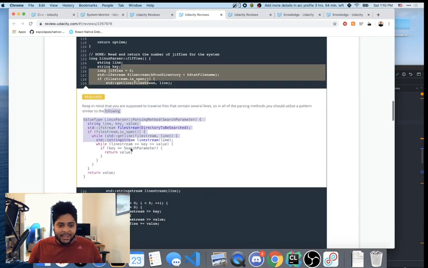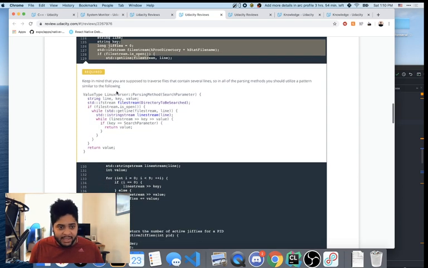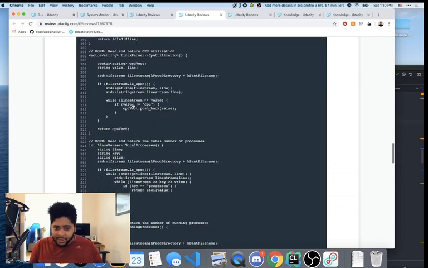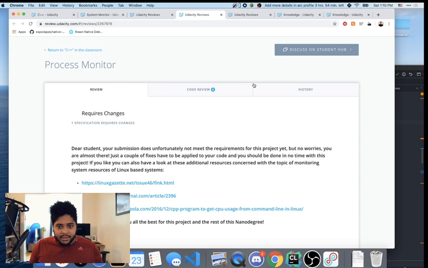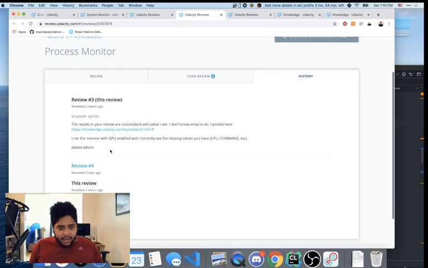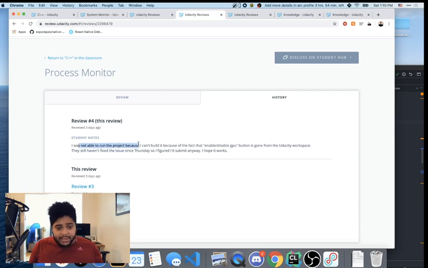Even though it's not really explained whether what I originally did was right or wrong, because I seemed to get values that made sense, whatever, I follow the required suggestion. Now, when I resubmit my project over here, I mentioned I was not able to run the project, because I can't build it, because the enable/disable GPU button is gone from the Udacity workspace. They still haven't fixed the issue since Thursday, so I figured I'll submit it anyway.